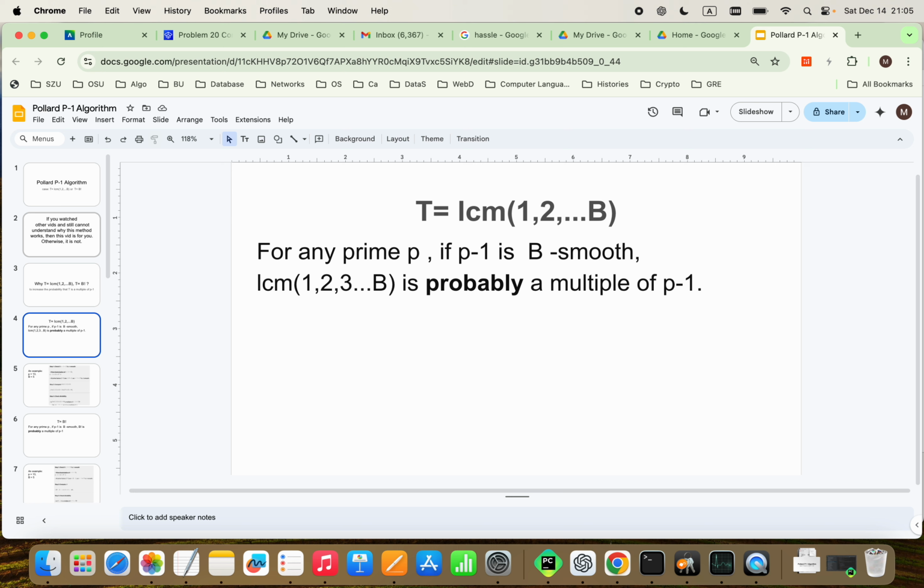For any prime p, if p-1 is b-smooth, then the result of this formula is probably a multiple of p-1. I'm going to give you an example.